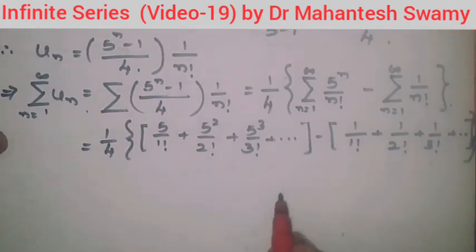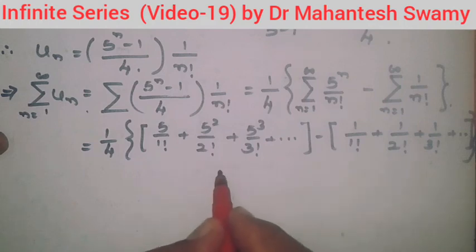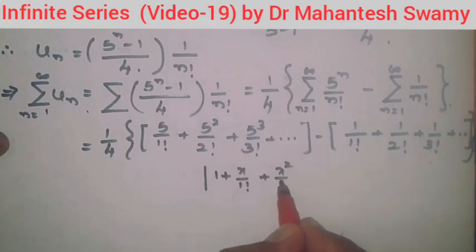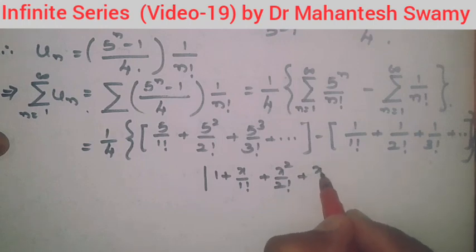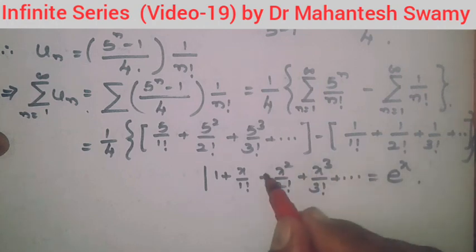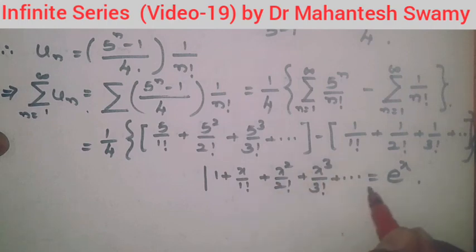Now at this moment we have to recall one important thing. So what is that? I'm writing the formula over here. In the previous video we have seen that if we have 1 plus x by 1 factorial plus x square by 2 factorial plus x cube divided by 3 factorial plus dot dot dot, the answer is the function e to the power of x. This we called the exponential series, and the exponential series we are going to use here.